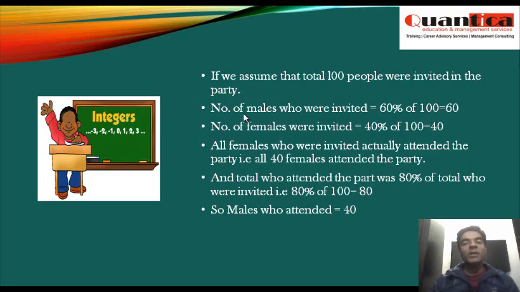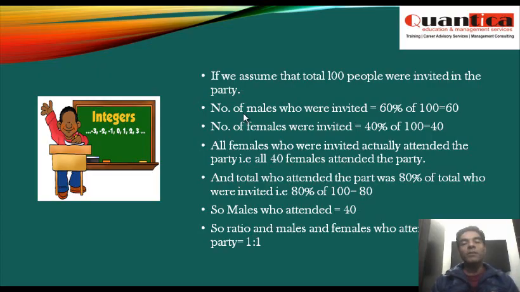You can make this question very simple provided you take an easier figure which is easy to handle, like 100, and then start solving it, rather than taking a variable x and then solving it. So this is again an easy to moderate difficulty level question. Let's move on to the next one.